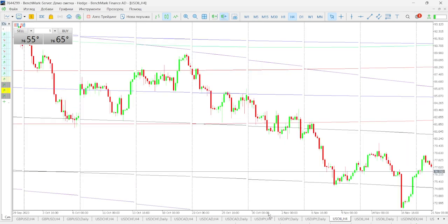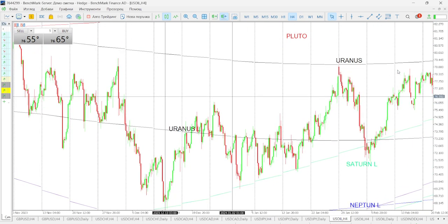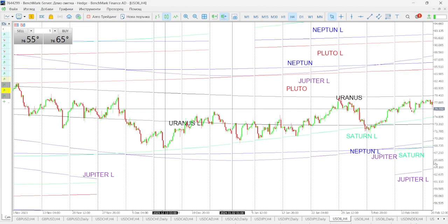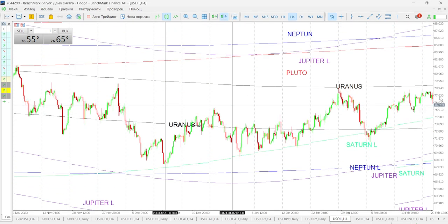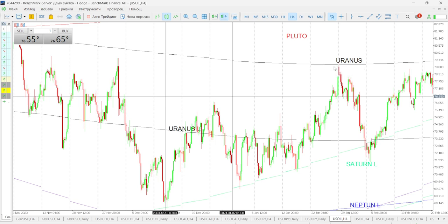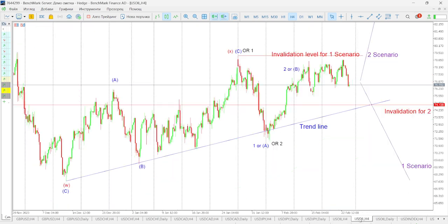on the 4-hour time frame. And I expect the price to touch the 100 level, $100. But as you can see, the price was stopped by the Uranus line. After that it returned, managed to break this planetary line, but we have a trend line here and it stopped the price from continuing going down.